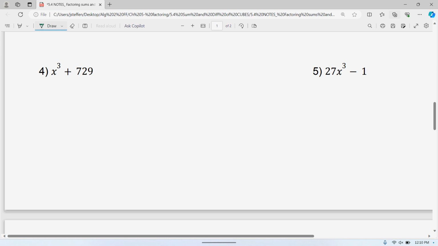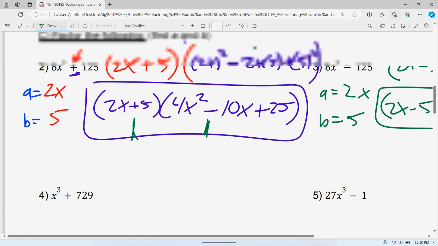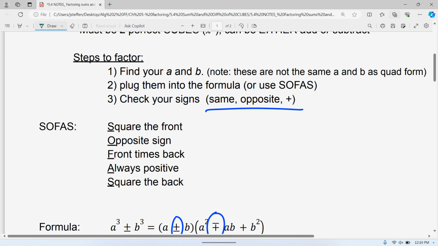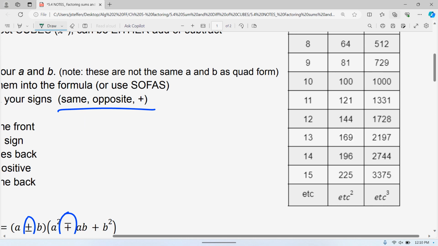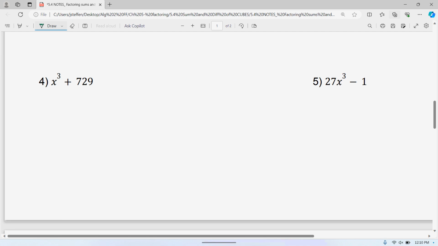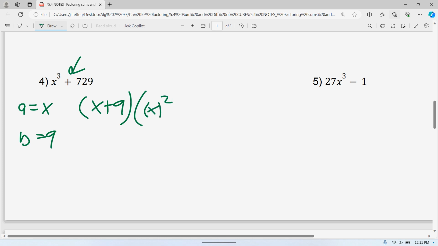So moving on, number 4, the 729. Again, use your list. If for whatever reason you didn't have your list, you could always either take the third root or raise it to the 1/3 power or use trial and error. But you will have this on the test. 729 is 9 to the 3rd. So my A for this one is x. My B for this one is 9. x plus 9, since this is a plus, we start with plus, multiplied by x squared minus, B is x times 9 plus 9 squared.